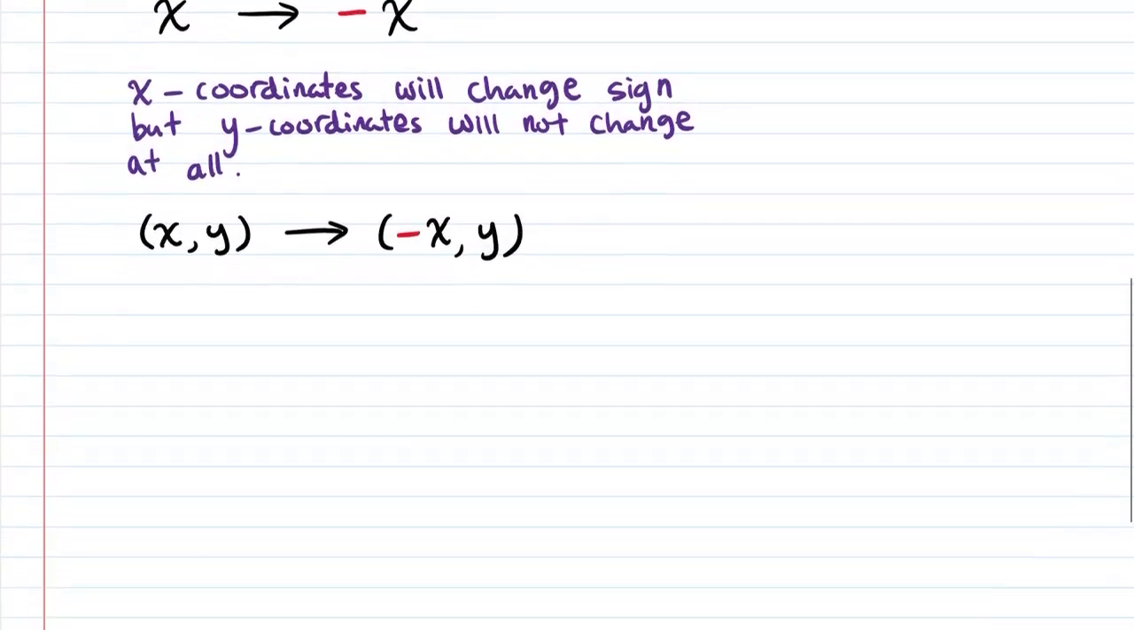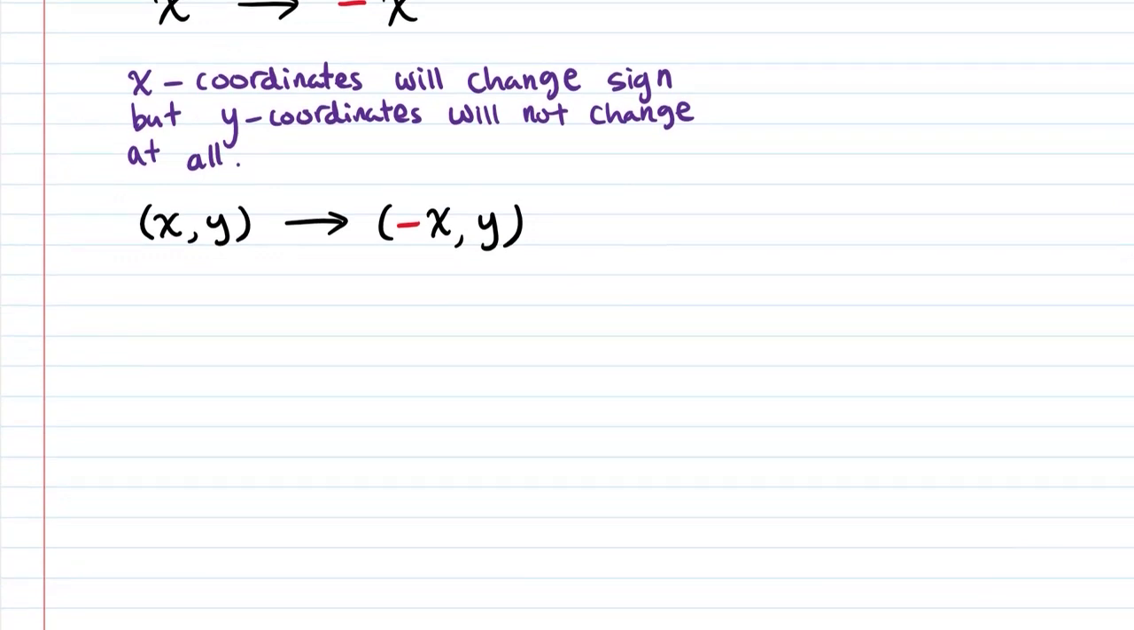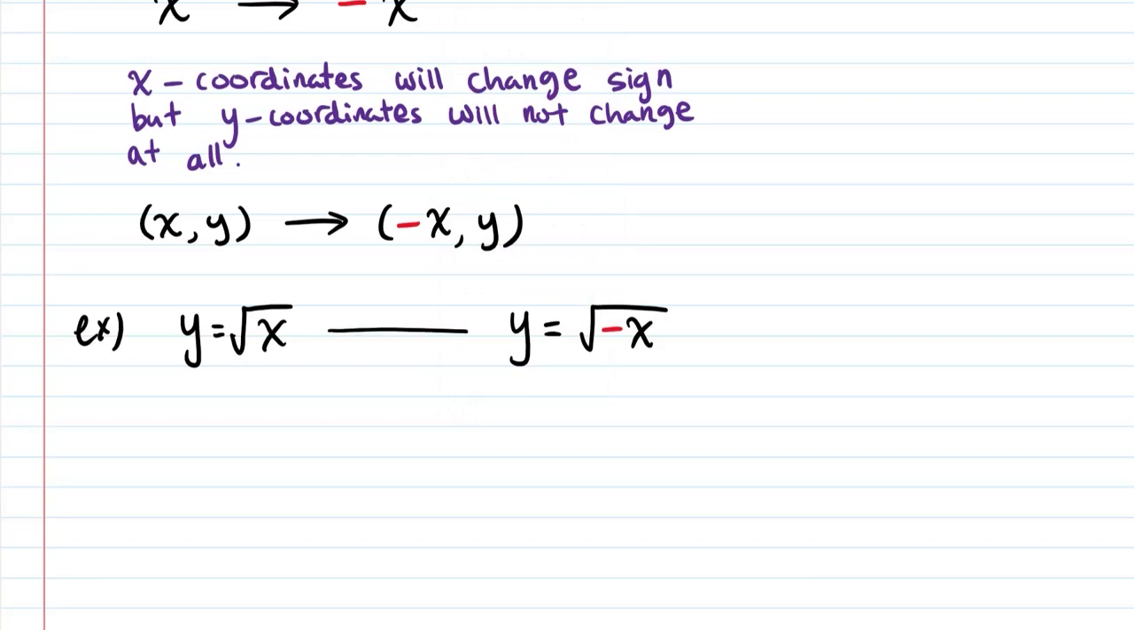So let's take a look at a graphical representation of a horizontal reflection using an example. Here are the two functions. y is equal to the square root of x, and we're going to take a look at what happens to the function when it has a negative sign in front of the x variable. We're going to see how the graph will change when transformed from y equals square root of x to y equals square root of negative x.